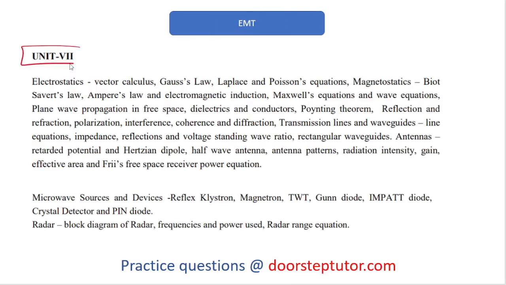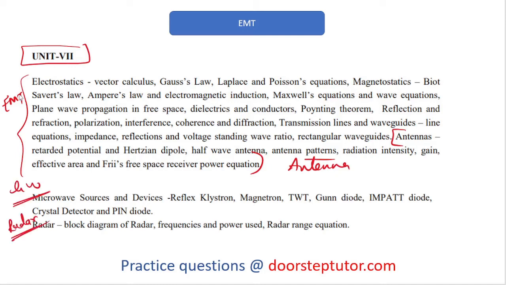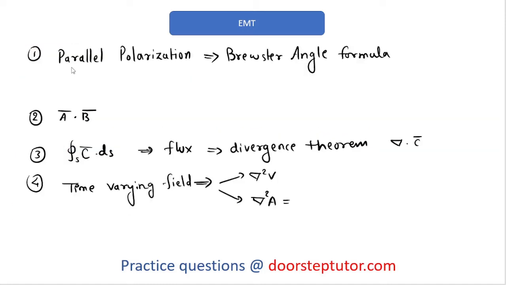If you look at the next unit, the seventh unit, we can divide it into four parts: electromagnetic theory, antenna, microwave, and radar. From EMT, they had asked a question related to parallel polarization and Brewster angle. As we have discussed, the Brewster angle is the most important topic, that is tan theta b. So there was a question related to Brewster angle theta b.